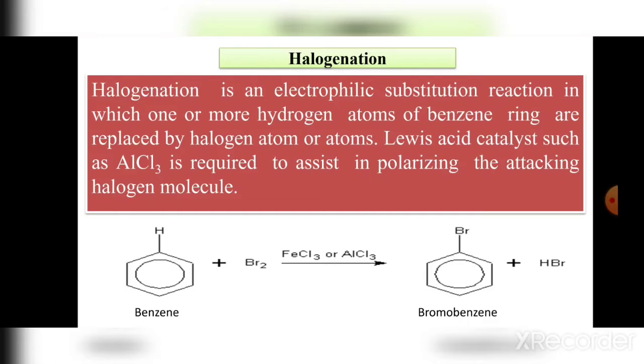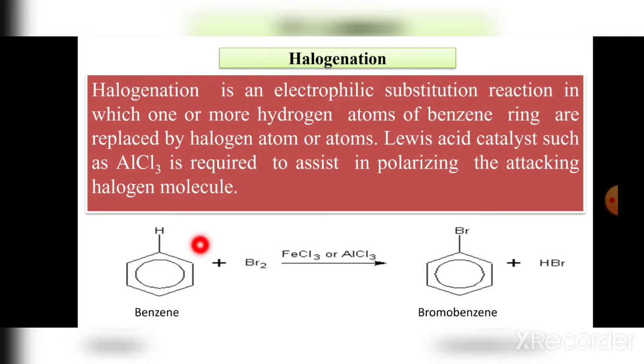To carry out halogenation, we require a Lewis acid catalyst. The Lewis acid catalyst, it may be AlCl3 or FeCl3, is required to assist in polarizing the attacking halogen molecule. That means there is formation of a polarized complex. What is the meaning of Lewis acid? Lewis acid means which accepts the electron pair.